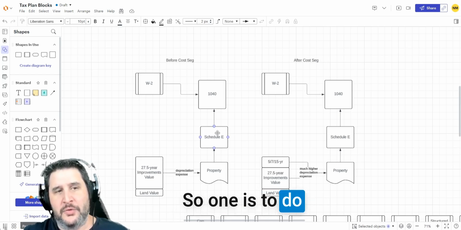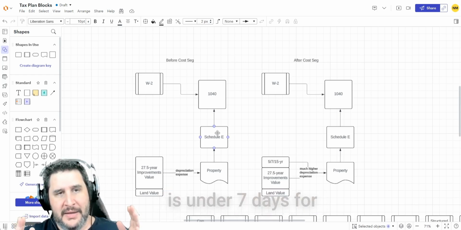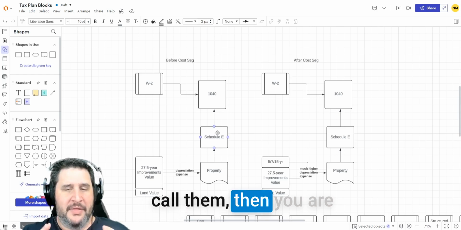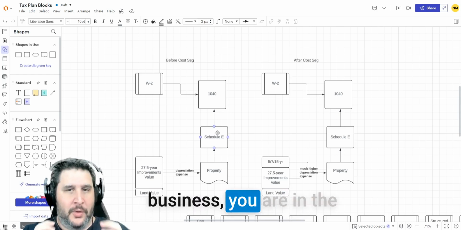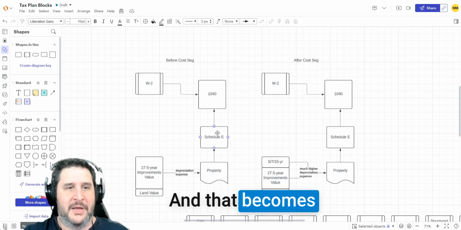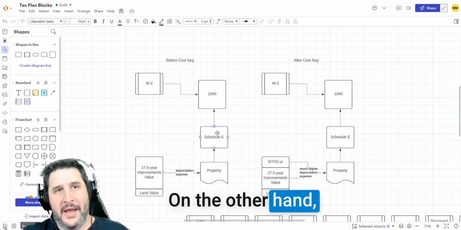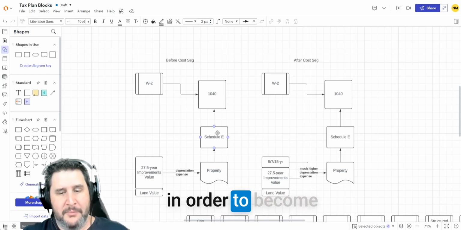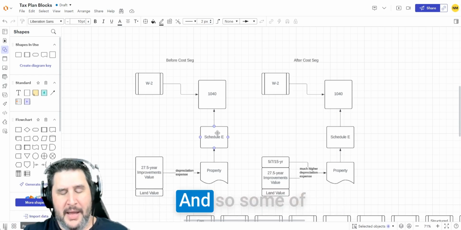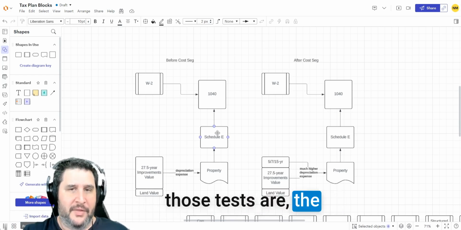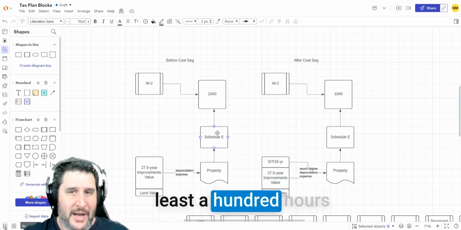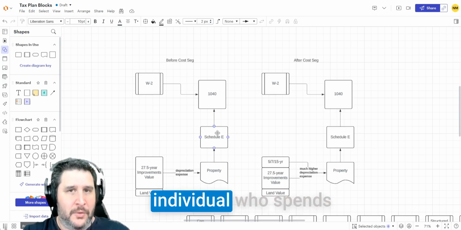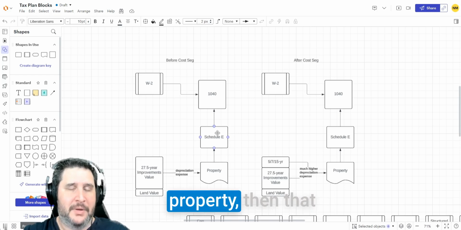So one is to do short-term rentals. If your average stay is under 7 days for tenants, for occupants, whatever you want to call them, then you are no longer in the rental business. You are in the hospitality business, and that becomes active by default. On the other hand, there are other tests that you as the owner can satisfy in order to become materially participating. And so some of those tests are the 100-hour test, where if you spend at least 100 hours involved in the real estate and you are the individual who spends the most time on that property, then that counts as materially participating.